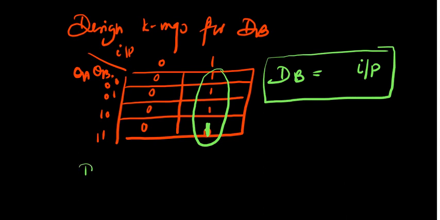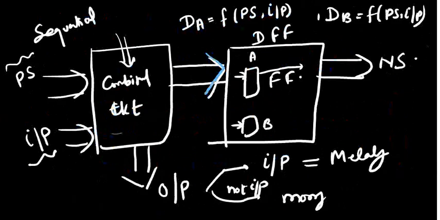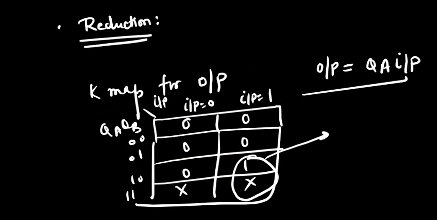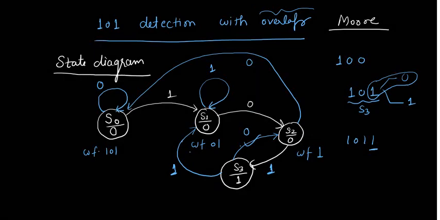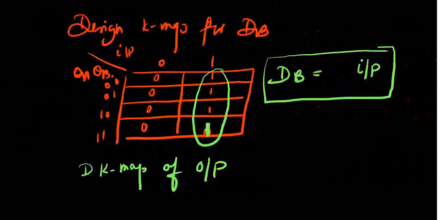Next, we have to write K-map for output. If you remember, what is the meaning of designing a sequential circuit? You have to find out the combinational circuit for output as well as the combinational circuit for the input of the memory elements. So we have completed the first step. We have found out the combinational circuit for the memory elements, this DA and DB. And next we have to find out the combinational circuit required for the output.